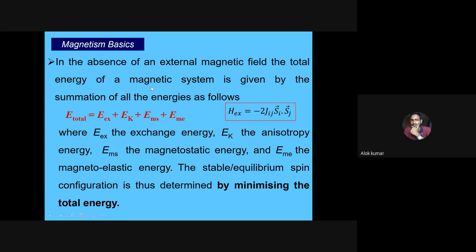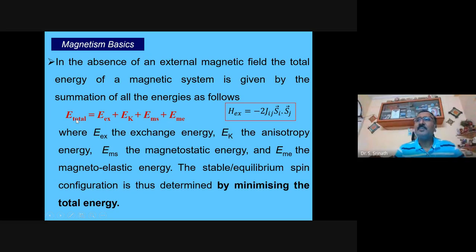Then I say that is what I am calling magnetic energy, which is precisely determined by the exchange energy, the anisotropic energy, the magnetostatic energy, and another term, magnetoelastic energy, which I'll introduce to you later.